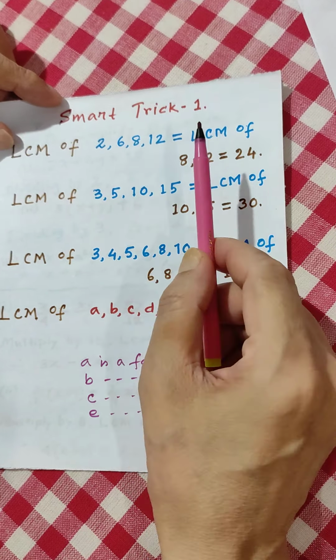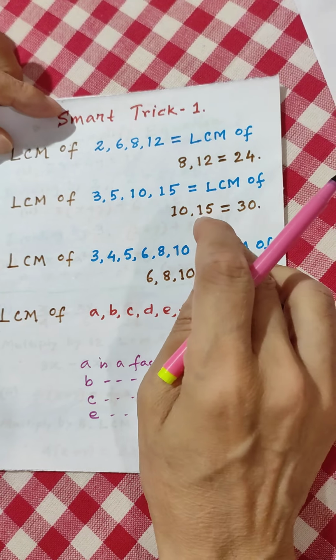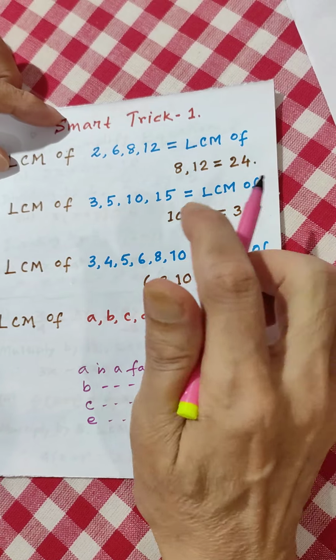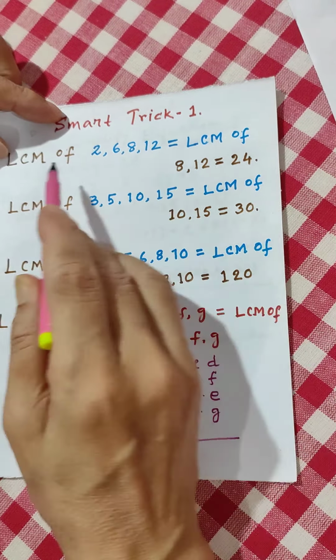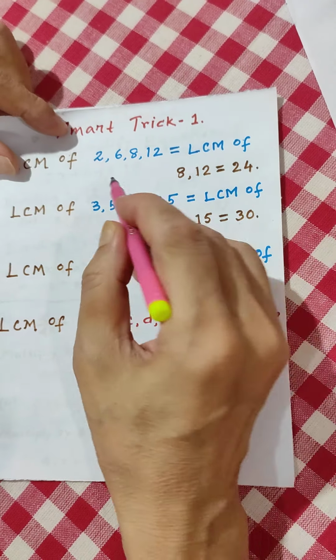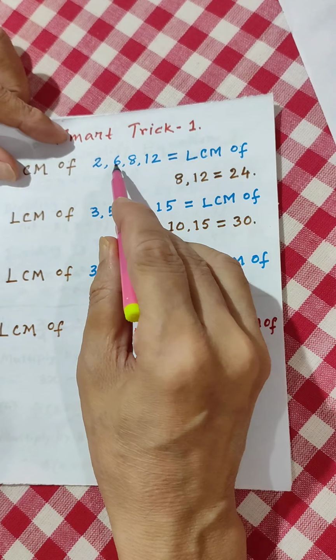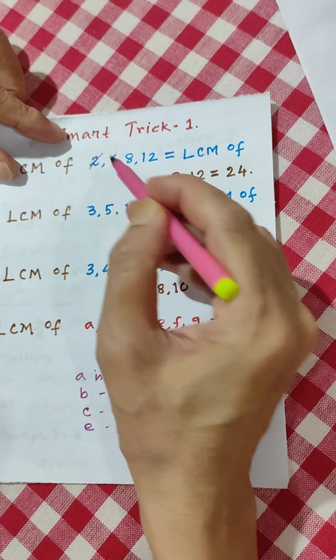Now you find LCM by what method? Prime factorization method, short division method. But before using those methods, you can cancel out some numbers. For example, look at this: LCM of 2, 6, 8 and 12. Now you see 2 is a factor of 6 or 8 or 12. Therefore, you can remove this 2.